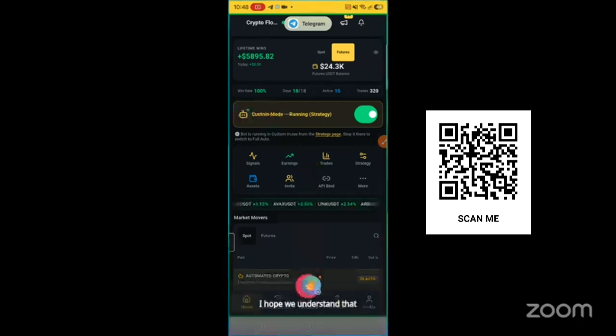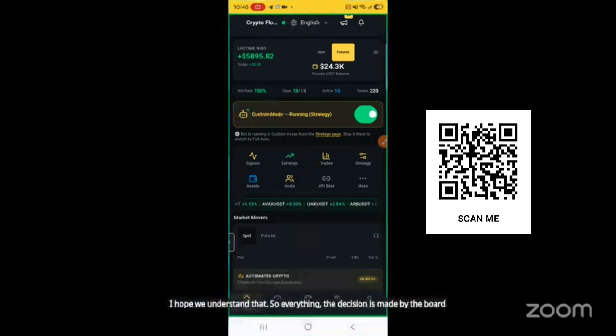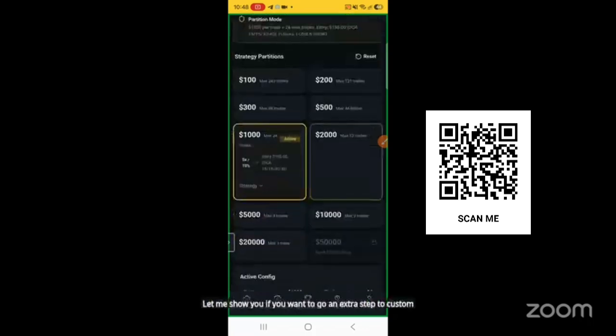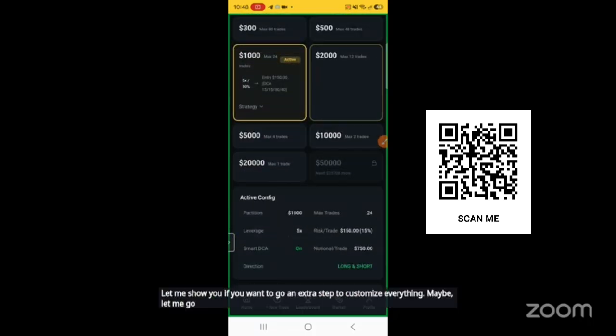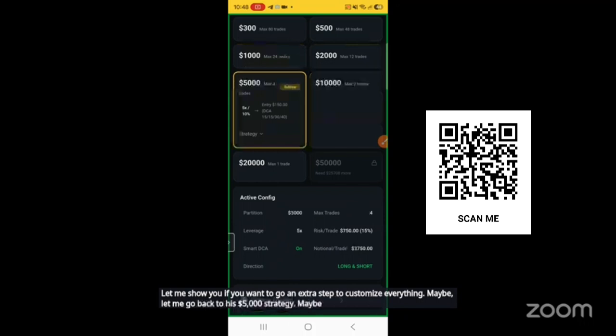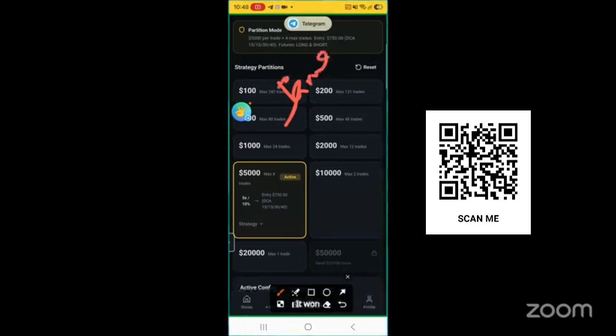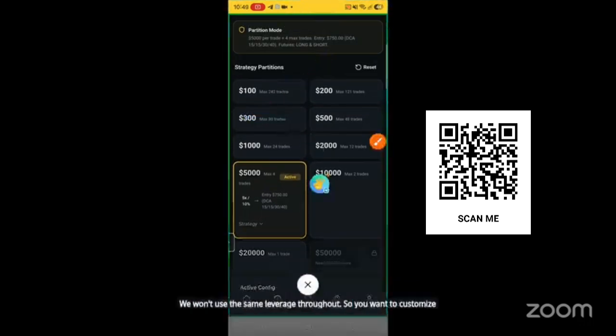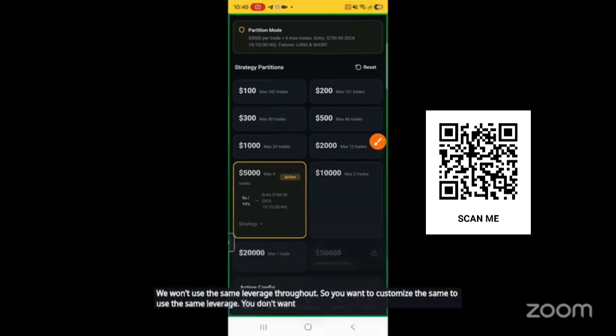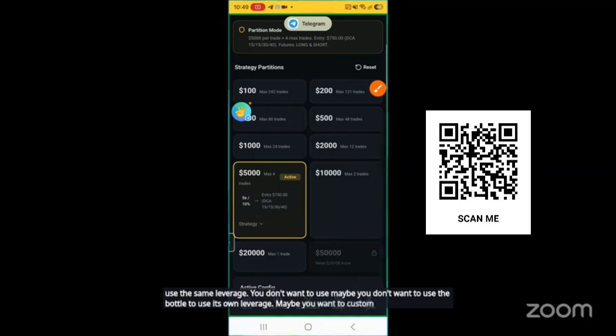So everything, the decision is made by the bot. Now, let me show you if you want to go an extra step to customize everything. Let me go back to this $5,000 strategy. Maybe you want to customize everything. You want to specify the leverage, because I know there are some people on this call who may want to use the same leverage throughout. You don't want the bot to choose its own leverage. Maybe you want to customize the way the bot should behave beyond what I've just shown you.